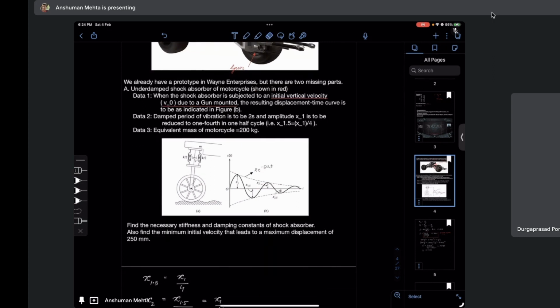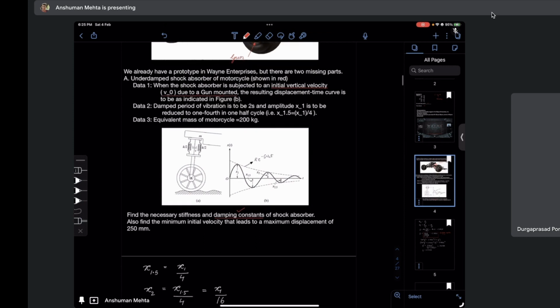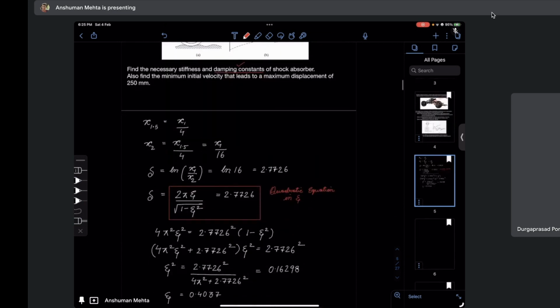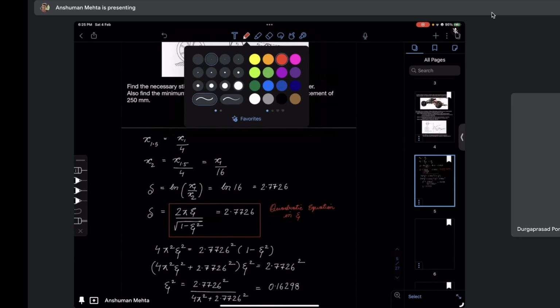Yes, so this is our problem statement. Find the necessary stiffness and damping constant of the shock absorber. Also find the minimum initial velocity that leads to a maximum displacement of 250 mm. This 250 mm I will show in the diagram, what does that mean, but for now we have found out the damping coefficient zeta.